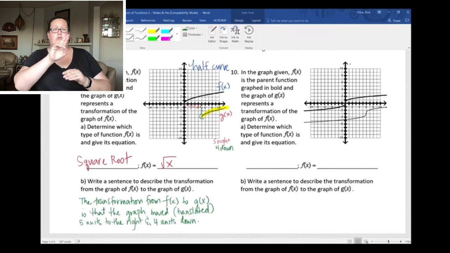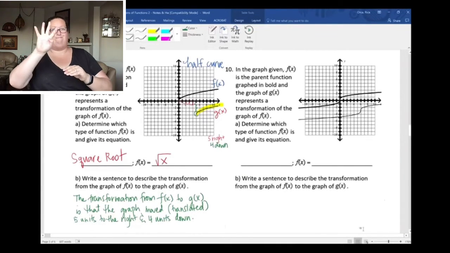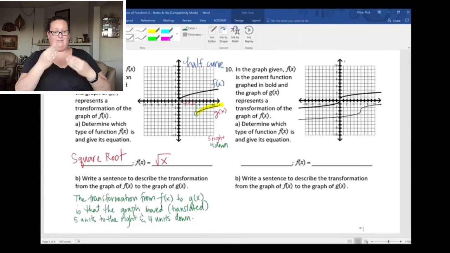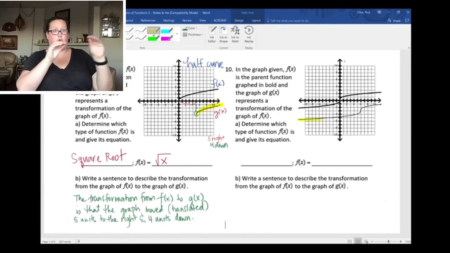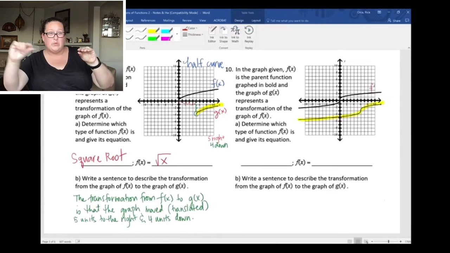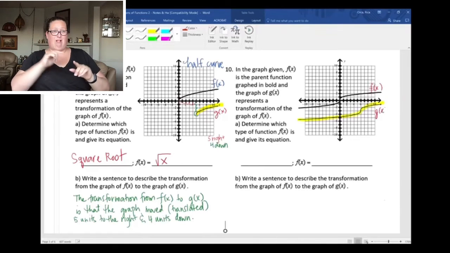Now let's look at problem number 10. In the graph given, f of x is the parent function graphed in bold, and the graph of g of x represents a transformation of the graph of f of x. Determine which type of function f of x is and give its equation. So the transformation is the one below. I know that the one in bold is f of x and the one that's highlighted is g of x. This graph looks like an S, and if the graph looks like an S, it's called the cube root function. So f of x equals the cube root of x.